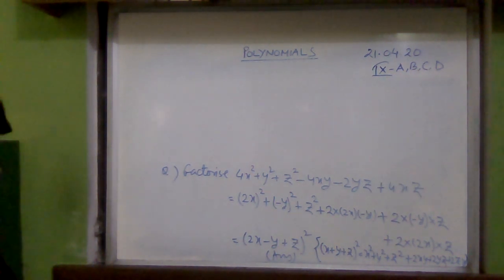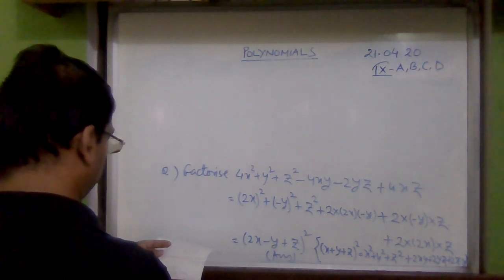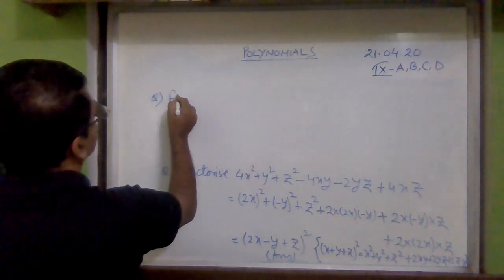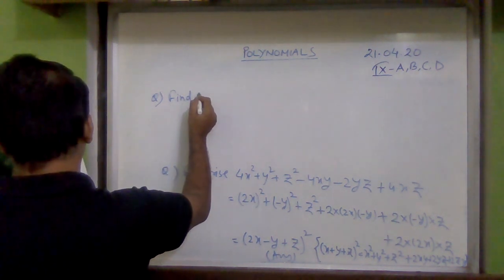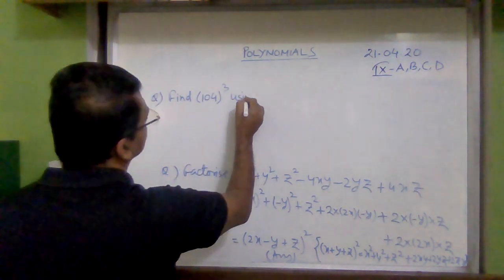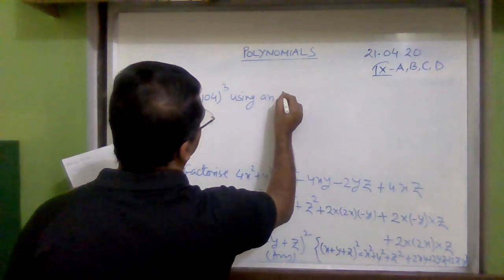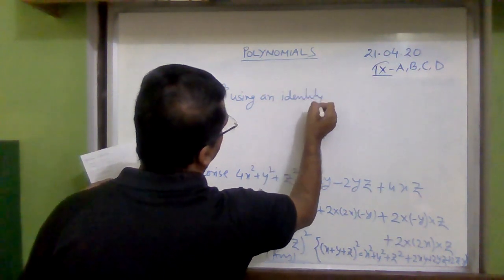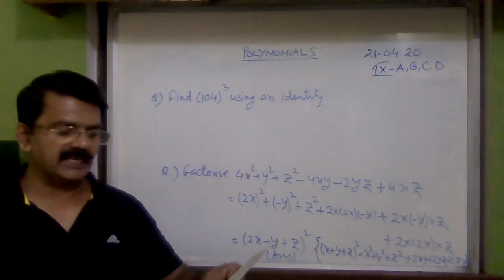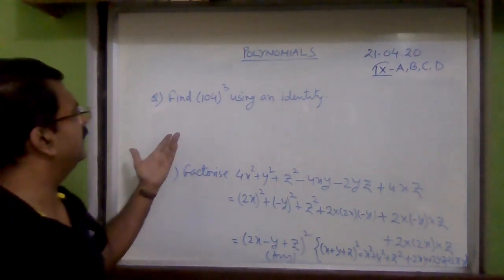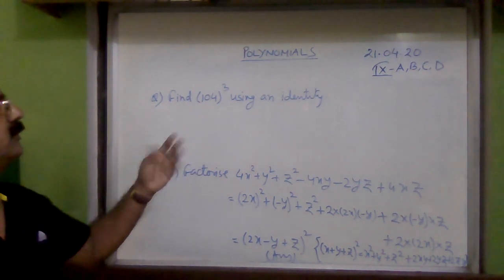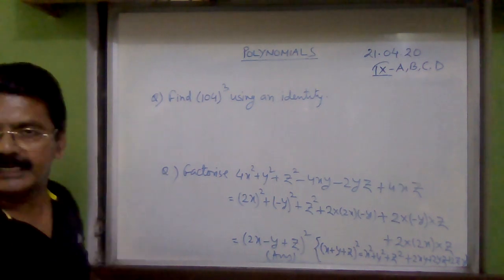Now the next question: find 104 cube using an identity. You have to find 104 whole cube using an identity. Although we know we can simply multiply 104 three times and we'll get the cube of it, but they are saying you have to do it using an identity.